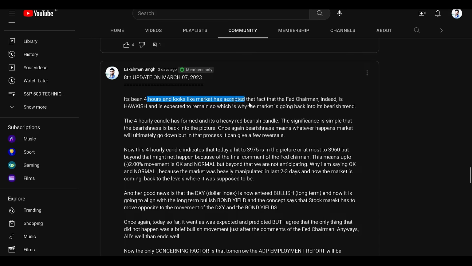Now, in my eighth update, it was clear that it had been 4 hours and it looked like the stock market had accepted the fact that the Fed chairman indeed is hawkish and is expected to remain hawkish, which is why the stock market is going back into its bearish trend.